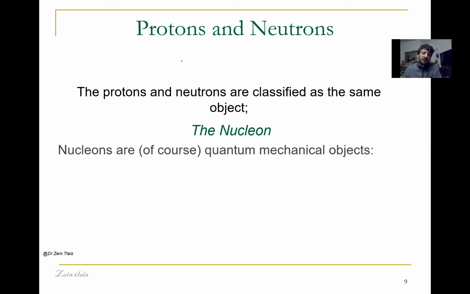So, in general, nucleons are quantum mechanical objects. We study the nucleons by quantum mechanical study. And the spin of the nucleon, of a proton or neutron, is one half. The radius of one nucleon equals 10 power minus 15 meter.